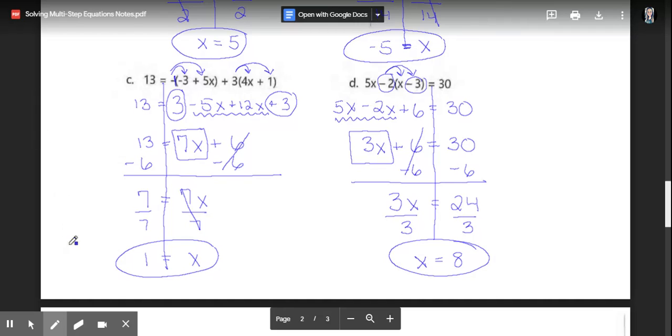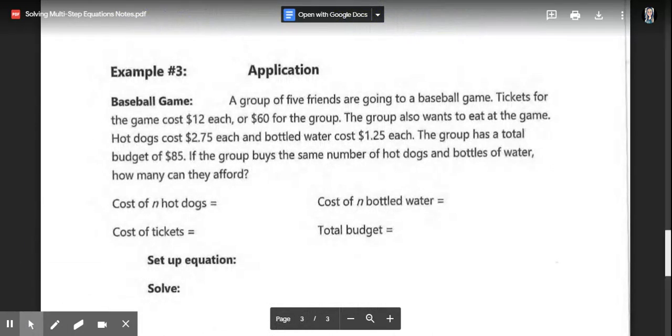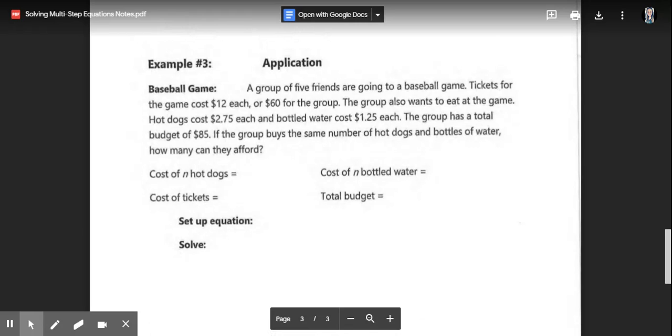I do have one more example for you. So I'm going to scroll on down. And we have an application problem we're going to do. These are the type of problems that you'll see on state testing, like PARCC or NJSLA, the SAT when you guys take that when you're juniors. So it's really important that you're able to solve application problems. Not only do you need to be able to solve, but you need to be able to create equations and make sense of what you just did.